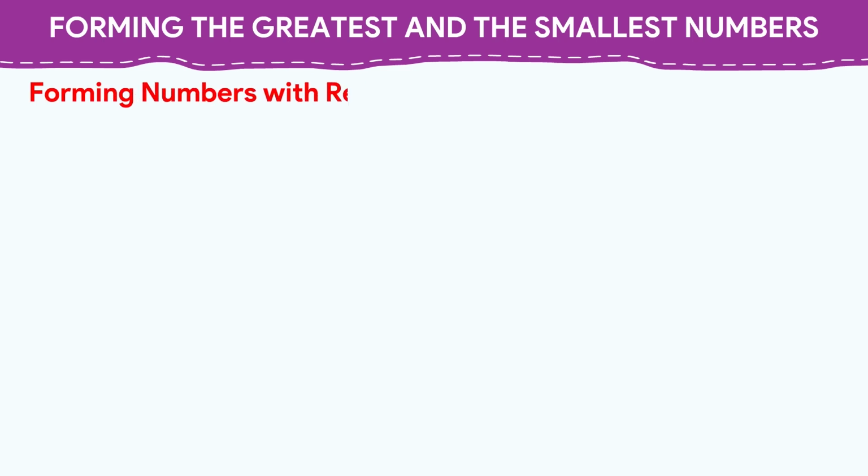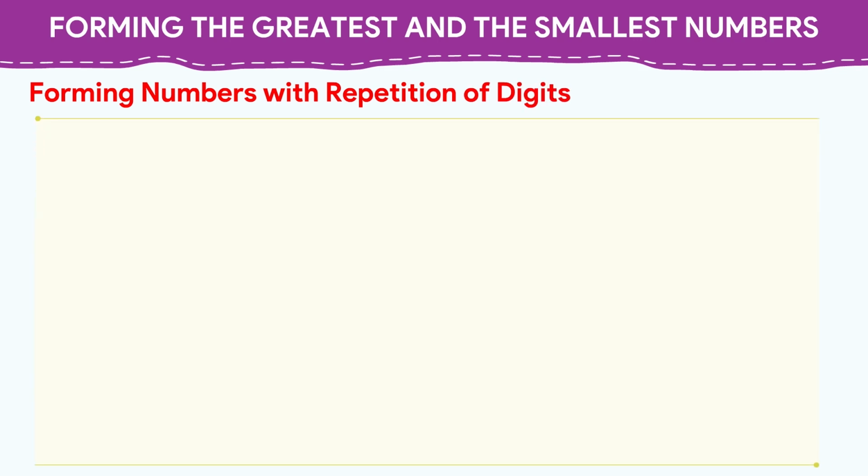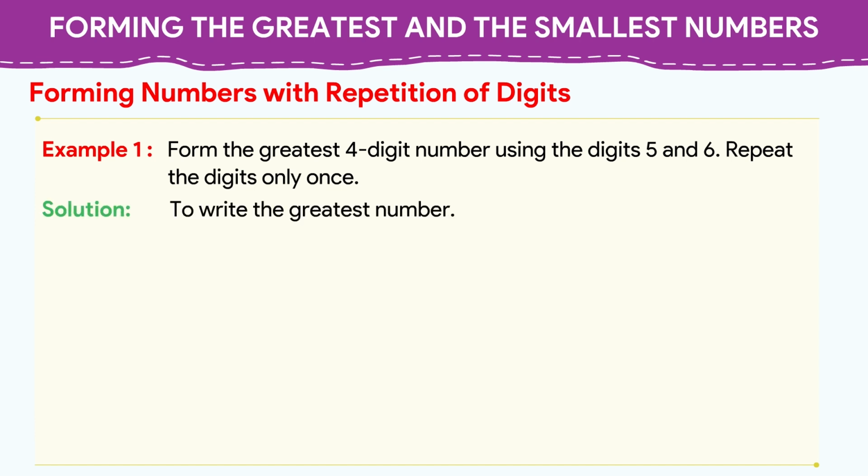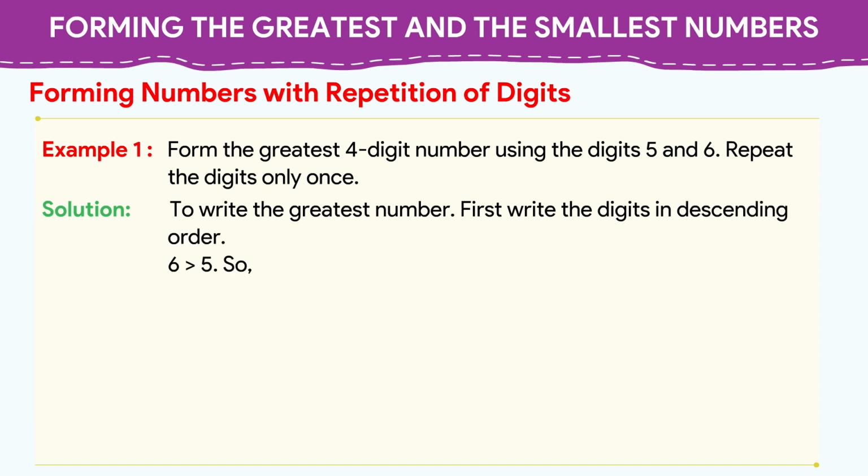Forming numbers with repetition of digits. Example 1. Form the greatest 4-digit number using the digits 5 and 6. Repeat the digits only once. Solution: to write the greatest number, first write the digits in descending order. 6 is greater than 5. So, 6 is the bigger number.